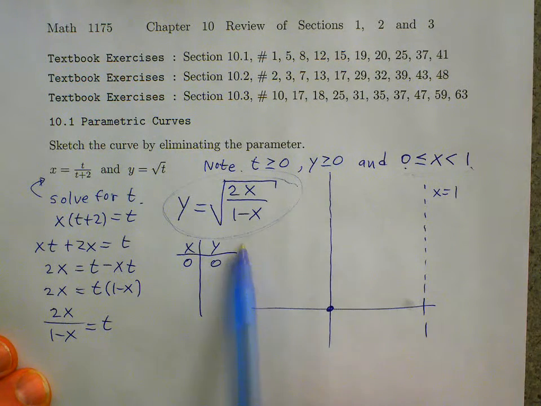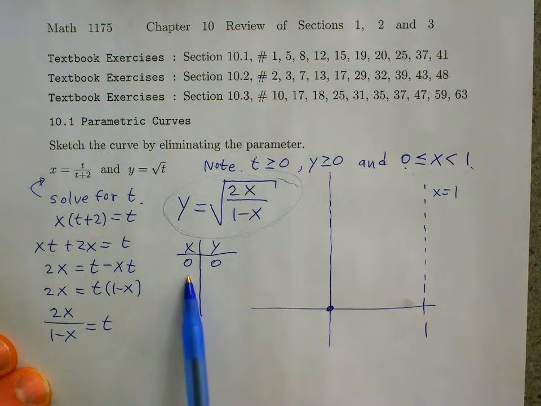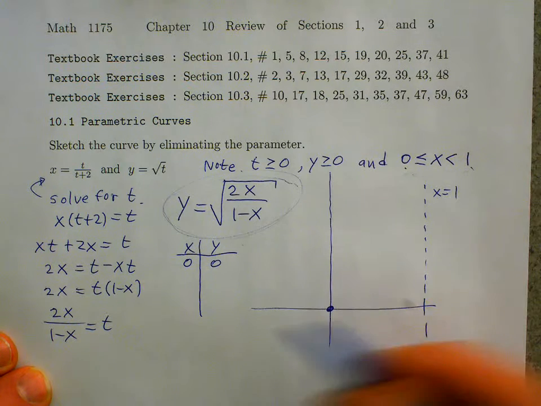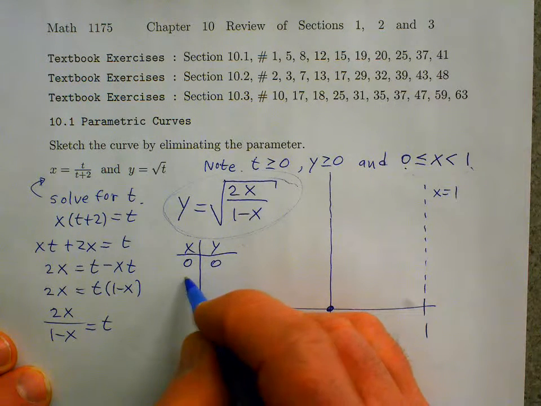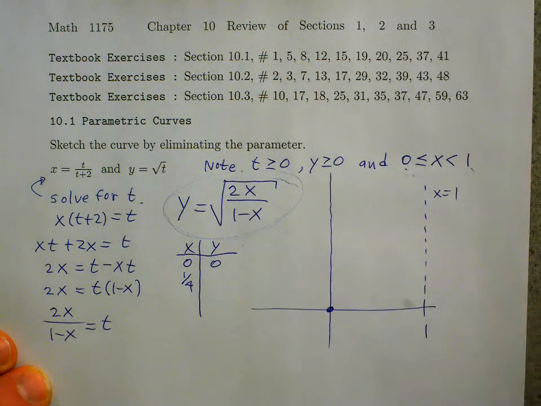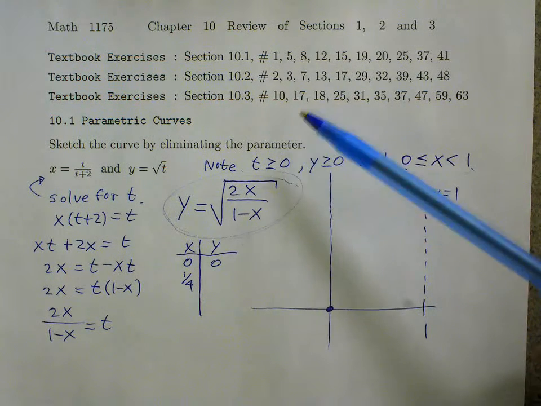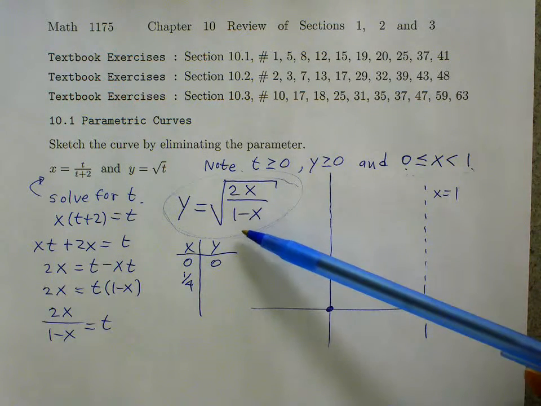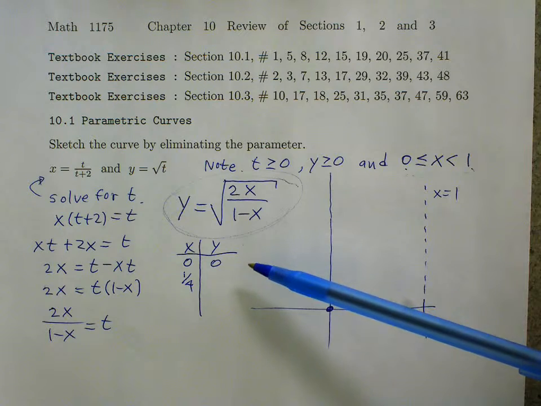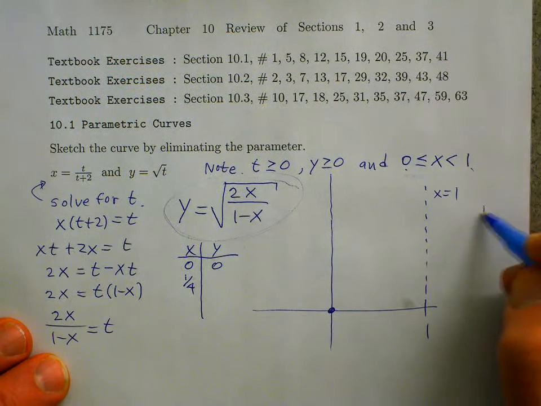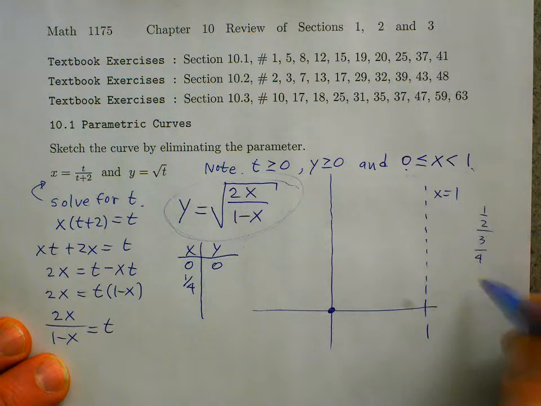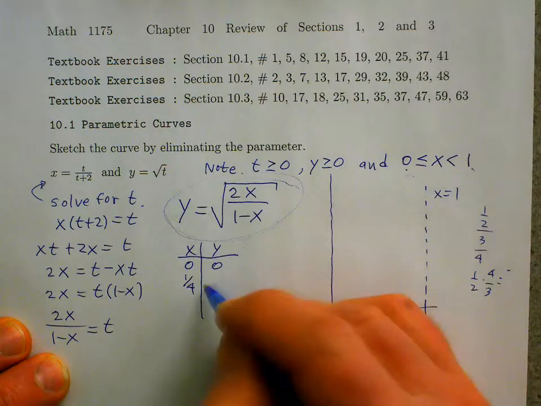And this is sort of awkward, picking fractions and then evaluating them. Let's just do 1 or 2. So suppose x is 1/4. So we have the square root of 2 times 1/4, 1/2 in the numerator, 3/4 in the denominator. So 1/2 divided by 3/4. So we get the square root of 2/3.